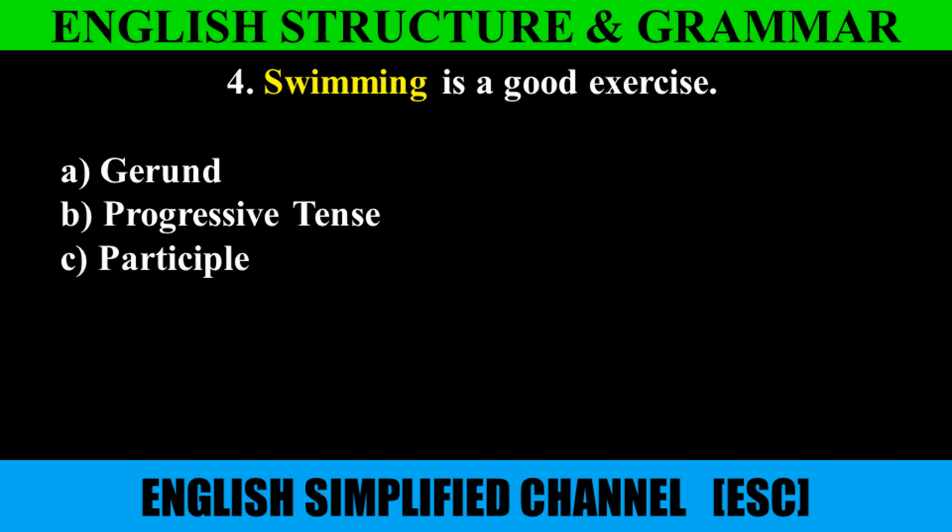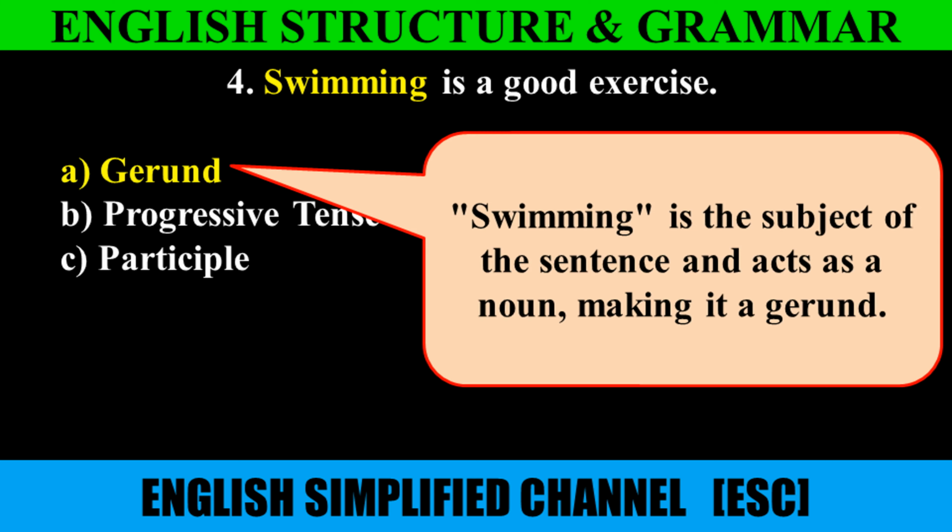4. Swimming is a good exercise. A. Gerund. B. Progressive tense. C. Participle. Answer: A. Explanation: swimming is the subject of the sentence and acts as a noun, making it a gerund.